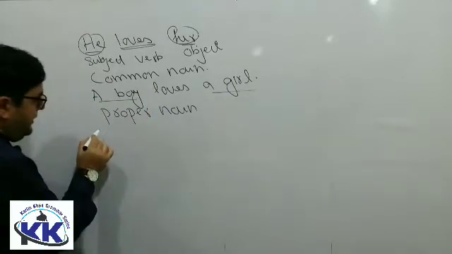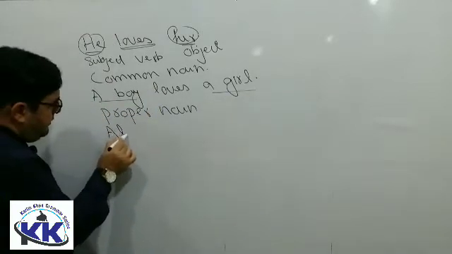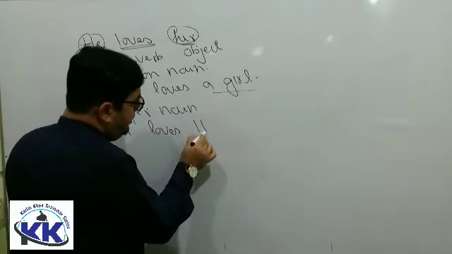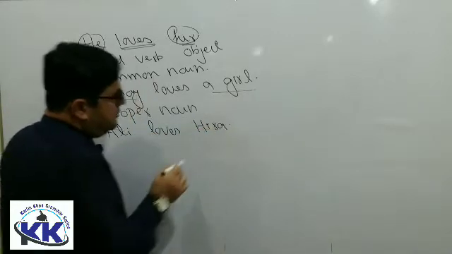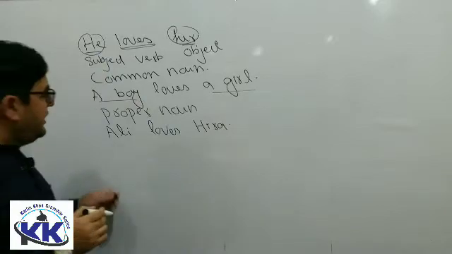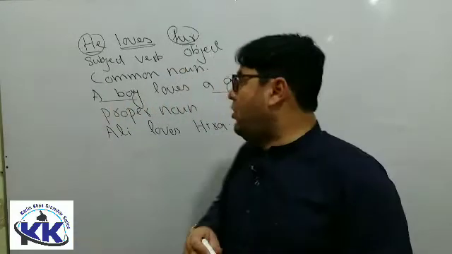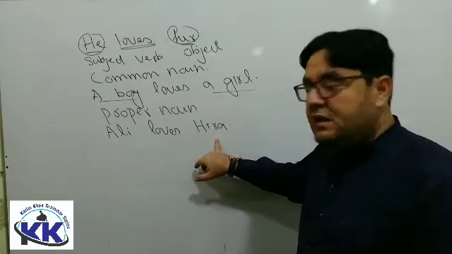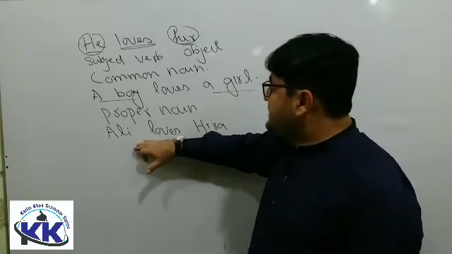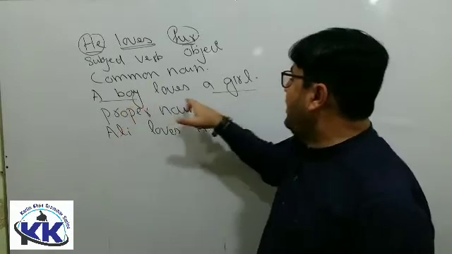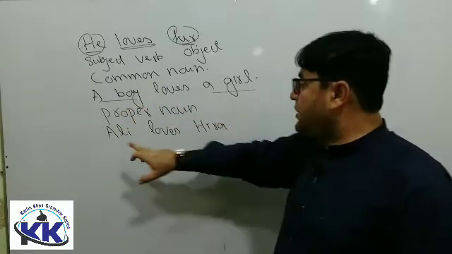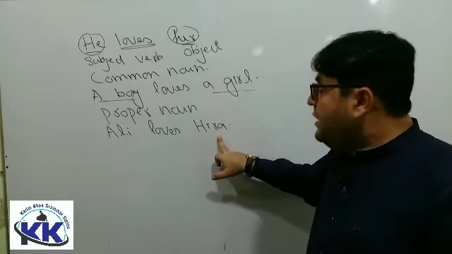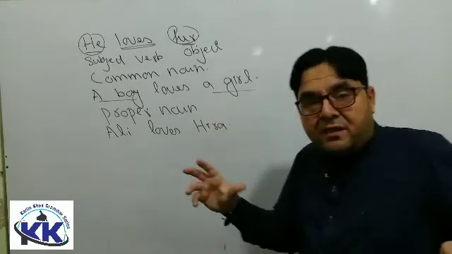If I say Ali loves Hera. Ali loves Hera. Clear? So now who is that boy? He is Ali. Who is that girl? She is Hera. Clear? Now this sentence is a bit stronger than a boy loves a girl. Clear? Now we know who is that boy? He is Ali. Who is that girl? She is Hera. Clear? But still there is some ambiguity in the sentence.